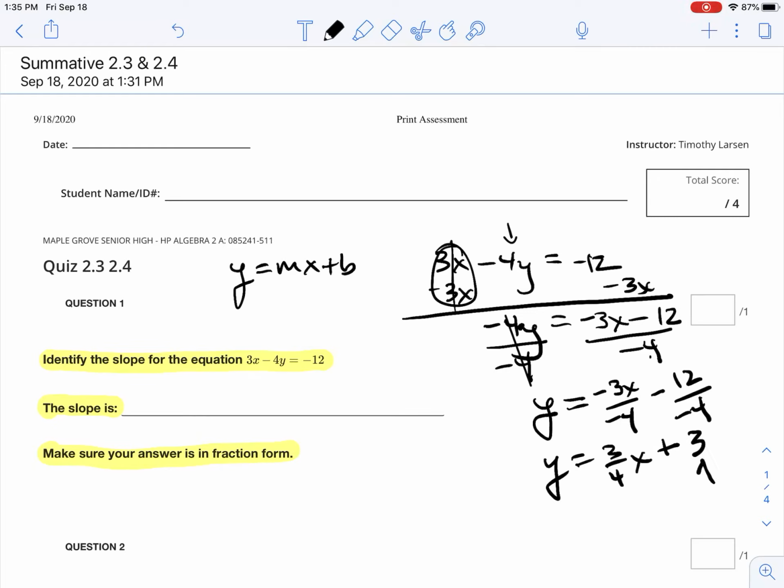So my y-intercept is 3. I don't need to know that. All it's asking for is the slope. This is in slope-intercept form, so right there is my slope. I would type in 3/4, 3 divided by 4, and leave it like that.